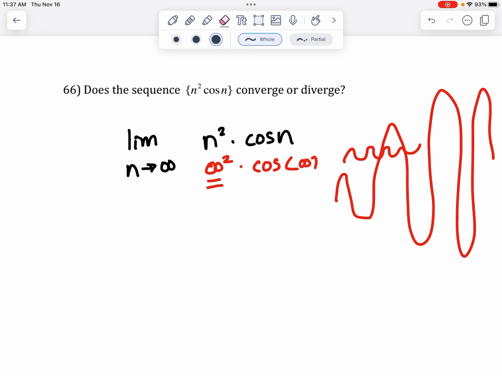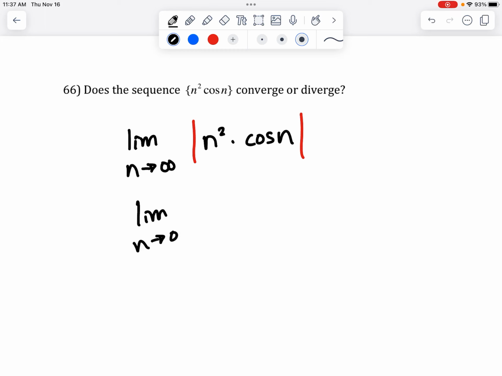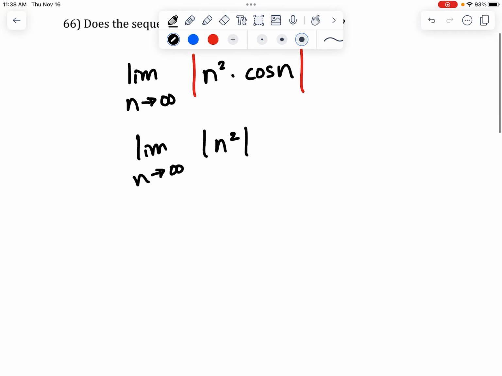In order to show a little more math, what we could do is say that if you were to look at the absolute value, so you just concentrate on the positive values, what happens when it's positive? Then you could take the limit as n goes to infinity. That means you could take the absolute value of n squared, which when it's squared, is already a positive number, so I don't really have to put the absolute value on that. And then times the absolute value of cosine.